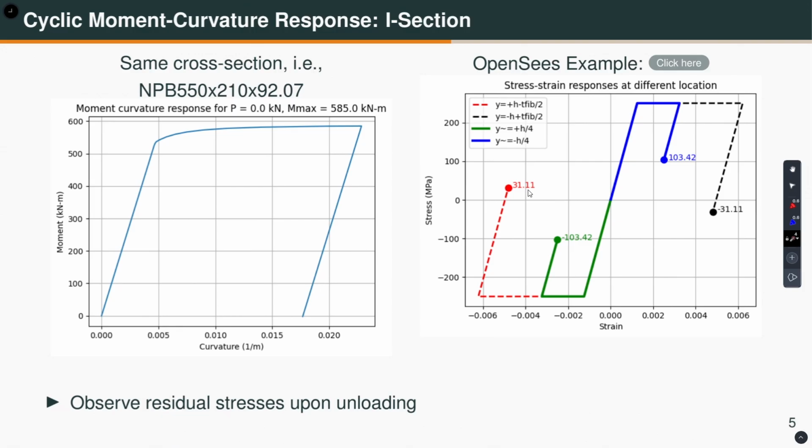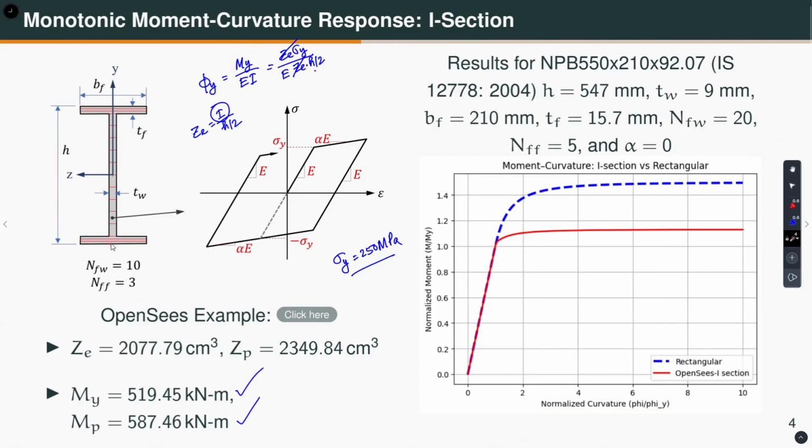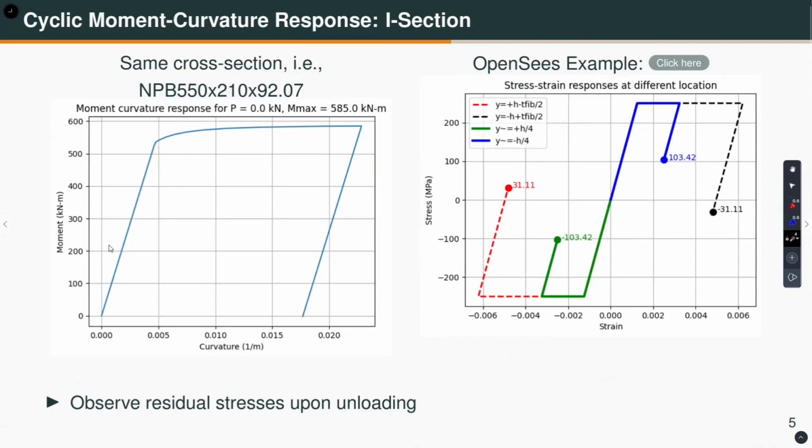On the other hand, if you look at this fiber here, right, which was initially under tension, it goes like that, right, and you unload elastically. So, you come to minus 31.11. As you can see, this is kind of antisymmetric, right. Here you have 31.11, here you have minus 31.11, okay. And at the quarter depth, this is 103.42, this is minus 103.42. This is to show you that there will be residual stresses.